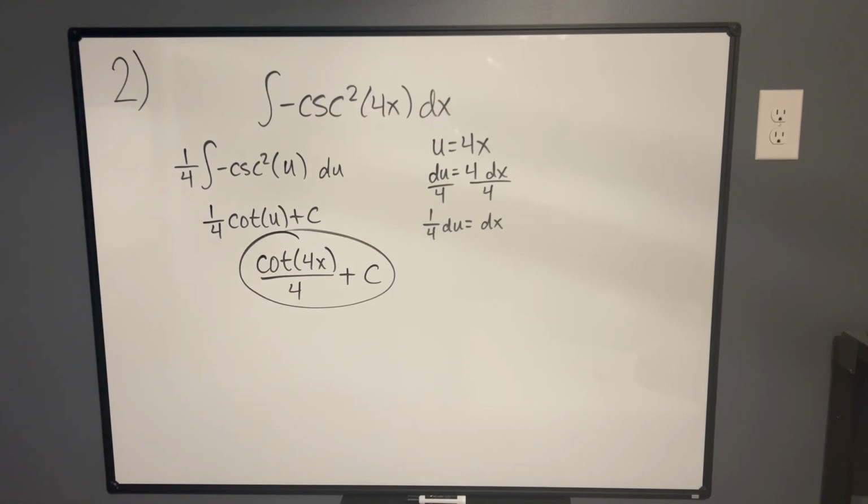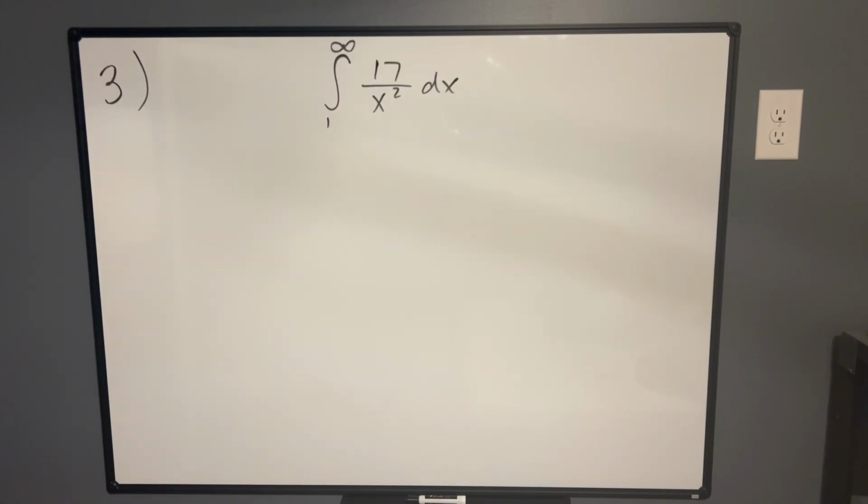We'll go ahead and move on to the third one. All right, so here's our third integral. We have the integral from 1 to infinity of 17 over x squared. This is actually our first definite integral, so we'll evaluate this in the same way. Now, this is technically an improper integral because we have that infinity as a bound of integration.